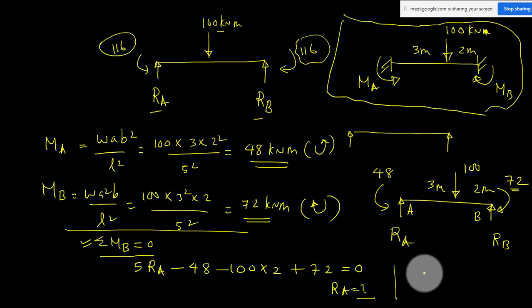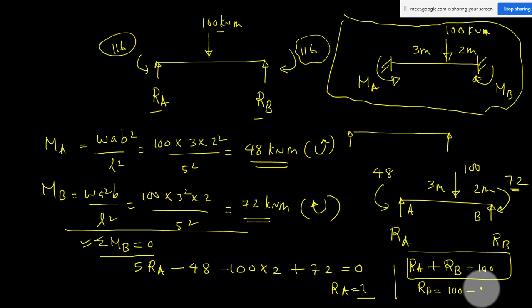And next we want to find RB. So what is sigma Fy? Vertical force should be 0, total force. So RA plus RB, this total force equals 100. So by using this equation we can find the value of RB, that is 100 minus RA. So solve RA, then you can solve for RB. That is the procedure for any problem, whatever the loading.